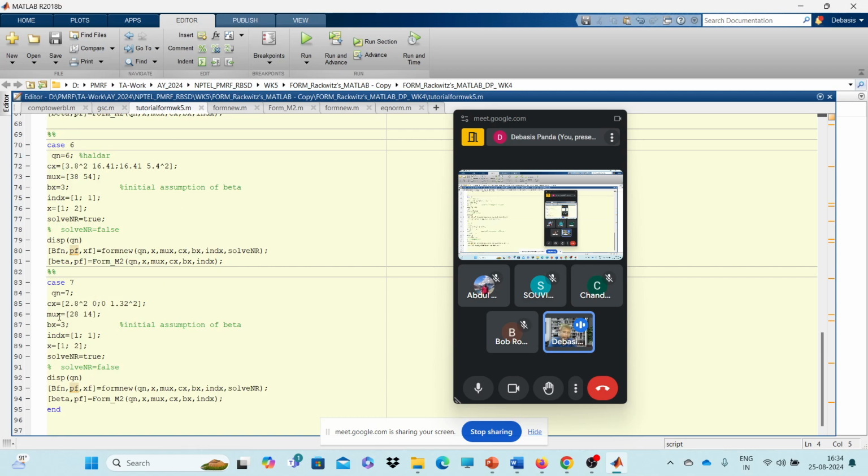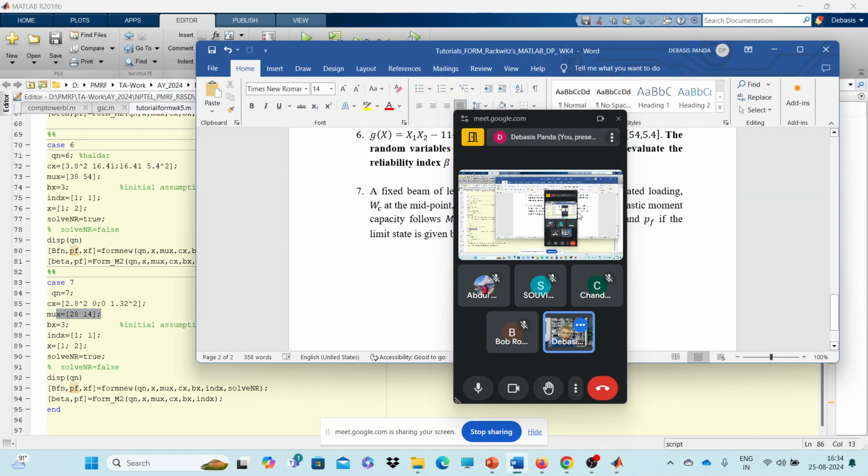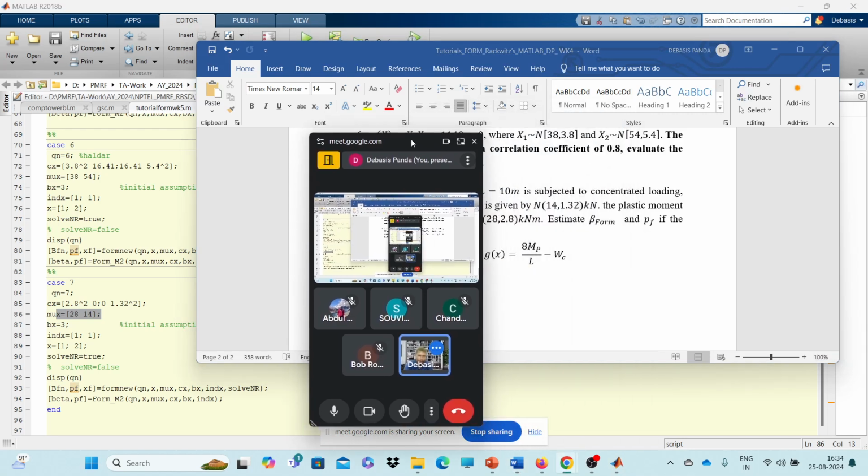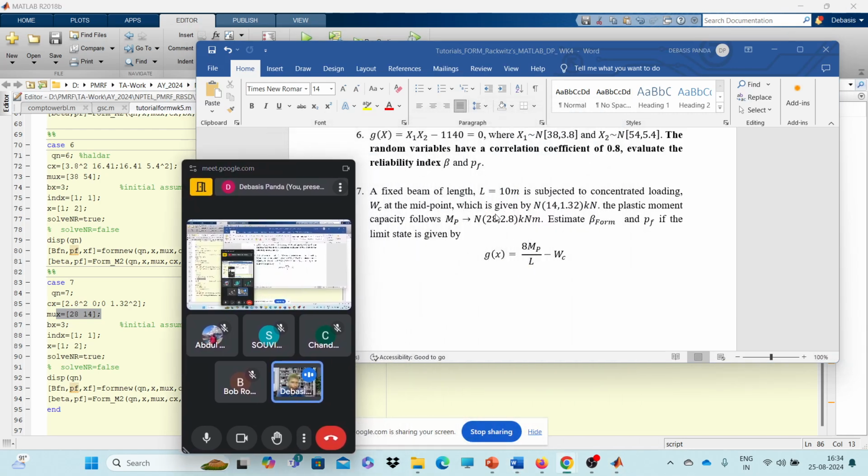What will be the mu? 28 and 14. We have seen here that 28 is for your MP, and 14 is for WC. WC is 2, that's why as x2 we have put the W2, that's why 14 is later. And here the standard deviations are given, so from the standard deviations we can make the covariance matrix. And here all are normal random variables, so 1 1 will be there.